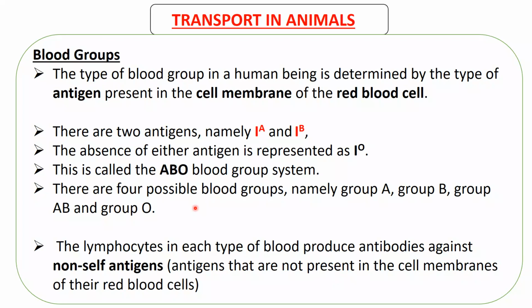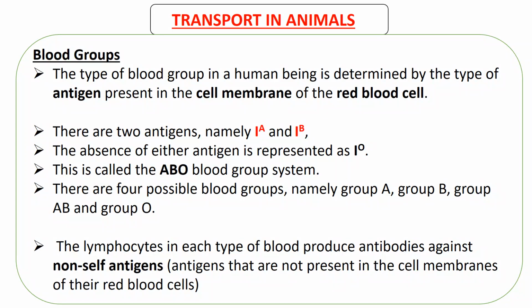The lymphocytes destroy germs or foreign particles by releasing what are called antibodies. These antibodies or antitoxins are going to destroy a foreign particle. The way it works is the lymphocytes in each type of blood produce antibodies against non-self antigens. So what does it mean, non-self antigens? If an individual has antigen A, the lymphocytes know that the blood group is A.